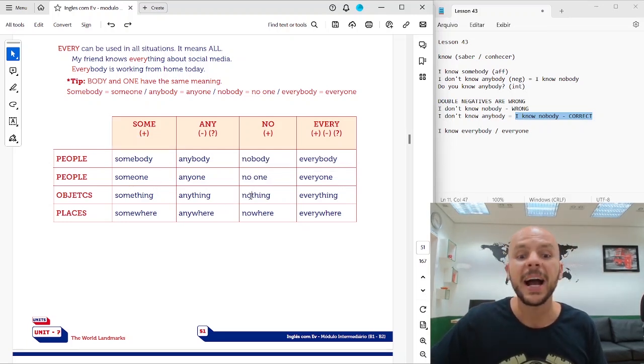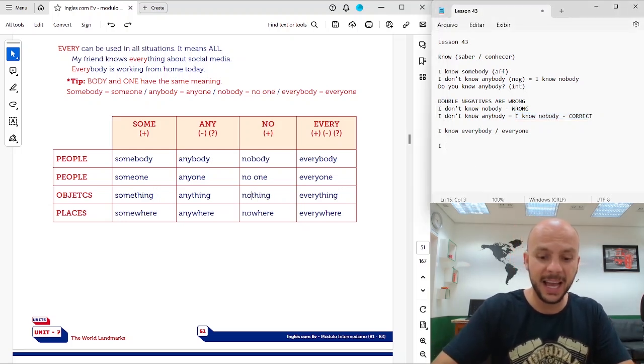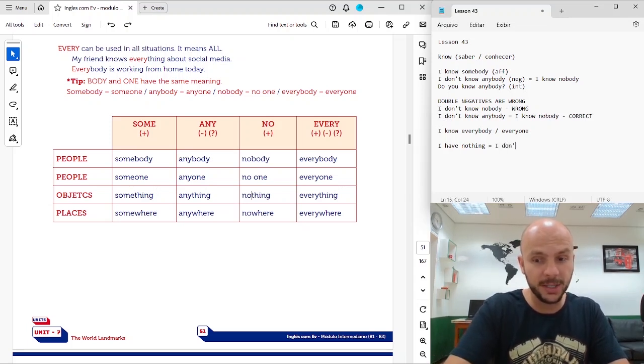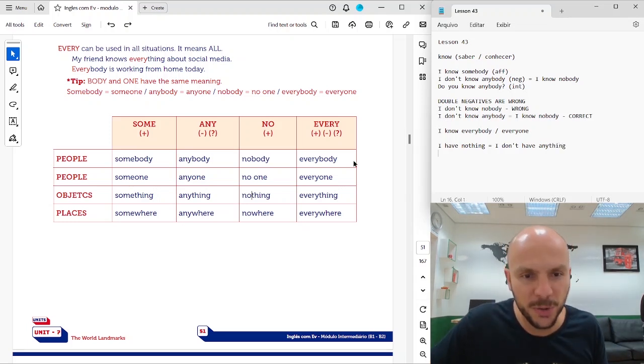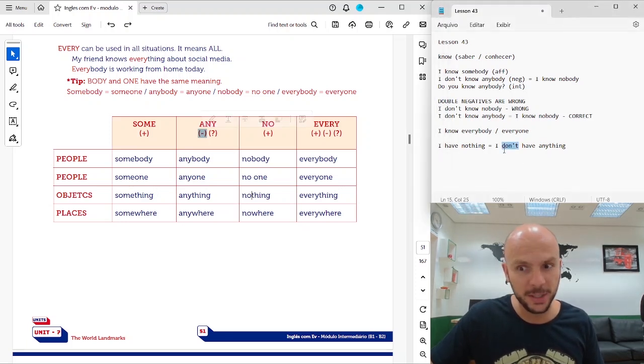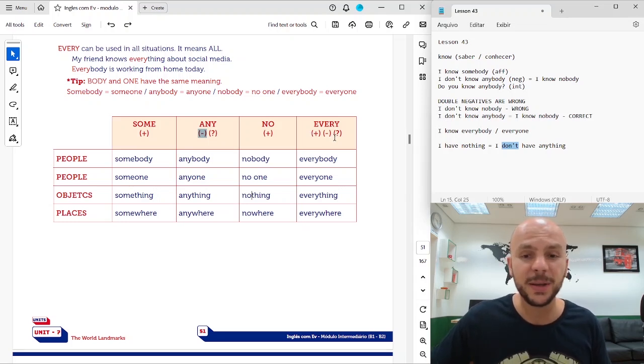Okay? I have nothing. Eu tenho nada. Or I don't have anything. To use any in the negative, I need the auxiliary. I don't have anything. Okay? And every we use for affirmative, for negative, and for interrogative.